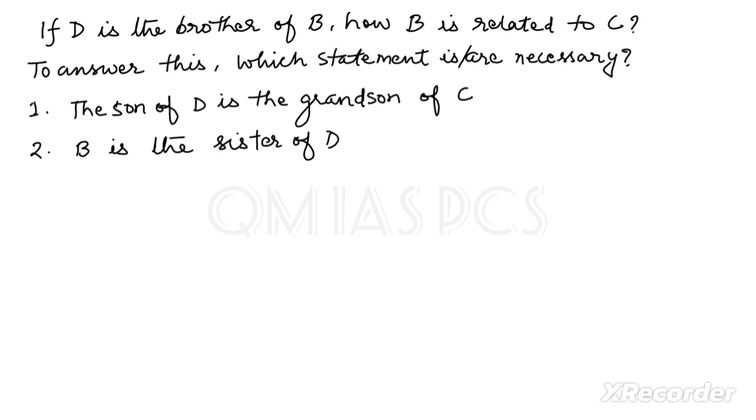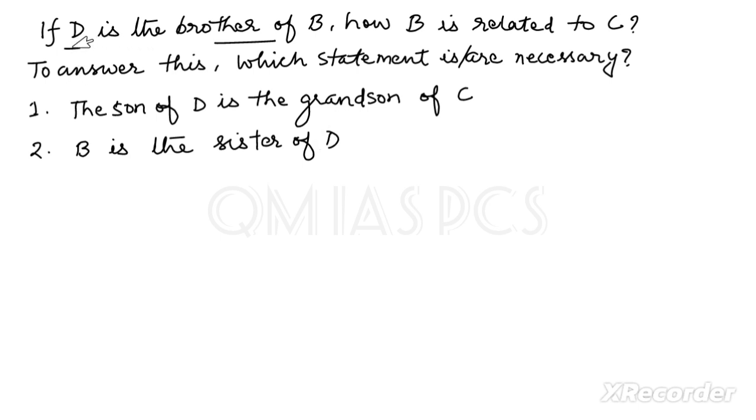Okay, look at this question. The question is given like, if D is the brother of B, okay, D is the brother of B, then how is B related to C? Okay, understood this question? Now to answer this, which statement is or are necessary? Like the first statement is the son of D is a grandson of C, okay, and the second statement is B is a sister of D. Okay, so let's begin from the initial statement.